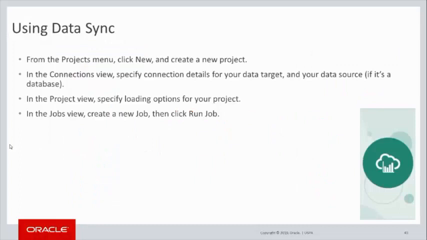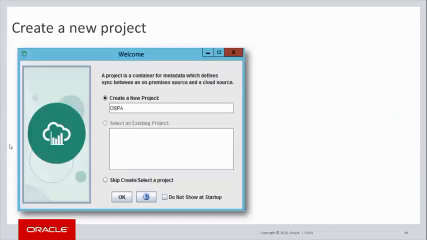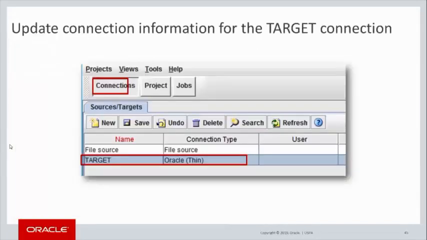Once DataSync is installed, to start using it, the steps to follow are: from the Project menu, click New and create a new project. In the Connections view, specify connection details for your data target and your data source if it's a database. In the Project view, specify loading options for your project. In the Jobs view, create a new job, then click Run Job. In the next few slides, we will show the screenshots of the process. From the Projects menu, click New and create a new project.